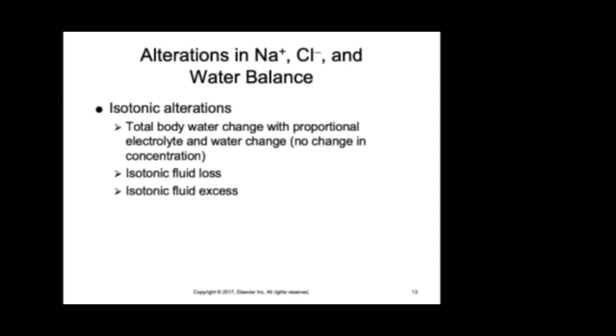What would be an example of an isotonic fluid loss? A stab wound, and you bleed. Isotonic fluid excess, you could see that if you were consuming excess isotonic fluid and your kidneys weren't working the way that they should. And that could result in edema.